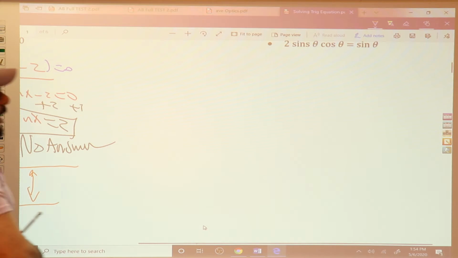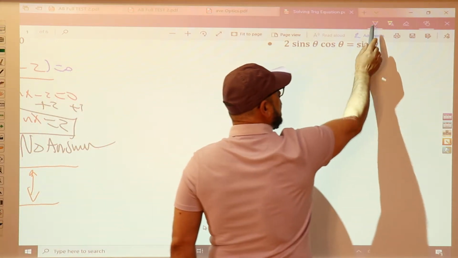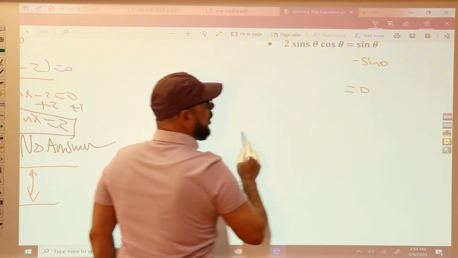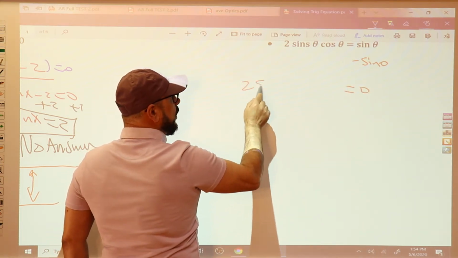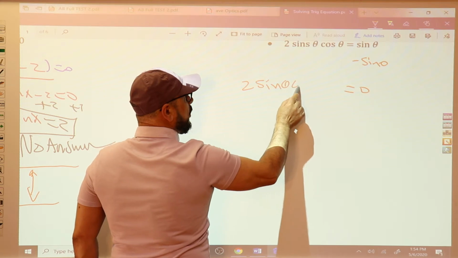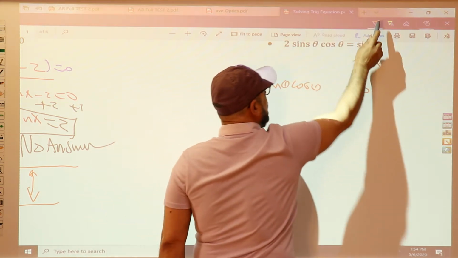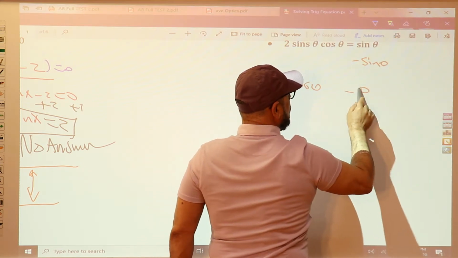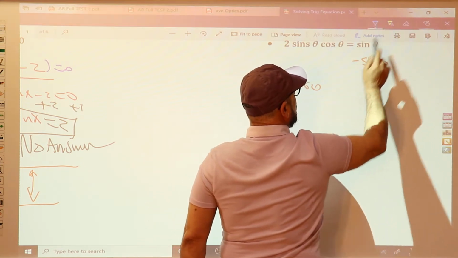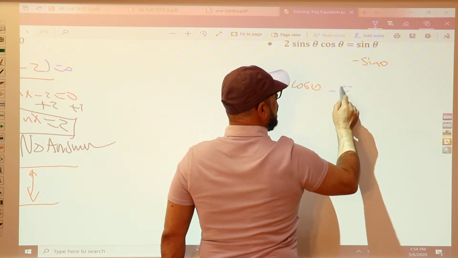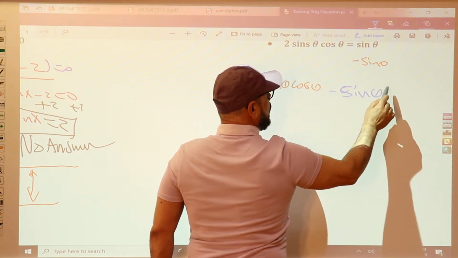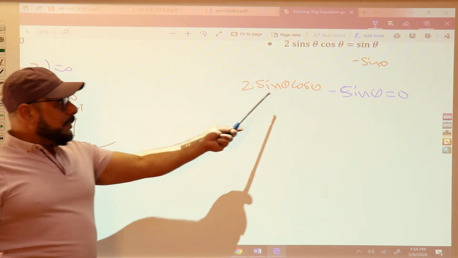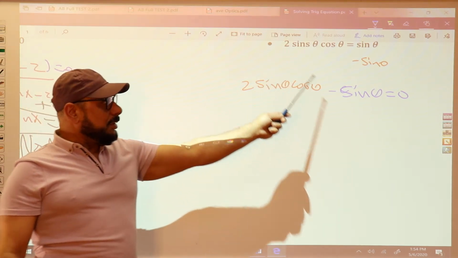you move sine theta, minus sine theta, to make one of the sides 0. This side becomes 2 sine theta cosine theta. Now this one, you moved it from here to there, is minus sine theta, and this equals 0. Good? 2 sine theta cosine theta minus sine theta.